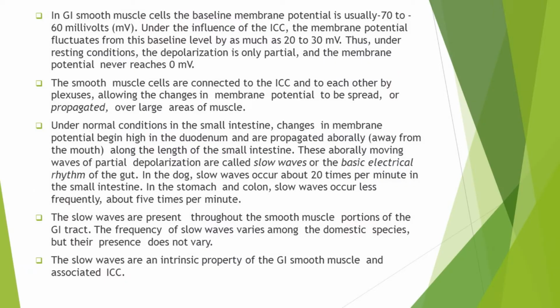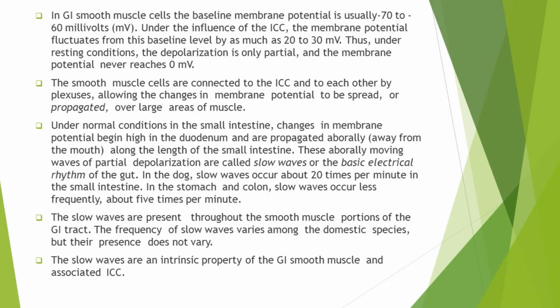In the gastrointestinal smooth muscle cells, the baseline membrane potential is usually minus 70 to minus 60 millivolts. And under the influence of interstitial cells of Cajal, the membrane potential fluctuates from this baseline level by as much as 20 to 30 millivolts. Thus, under resting conditions, the depolarization is only partial and the membrane potential never reaches 0 millivolts.